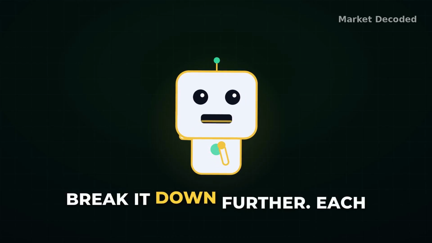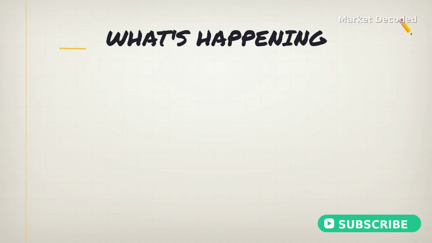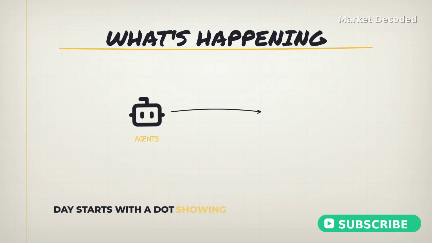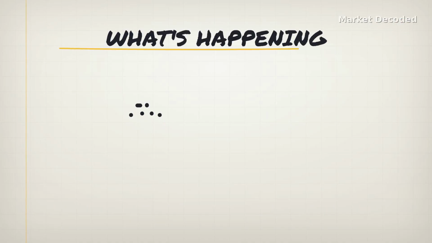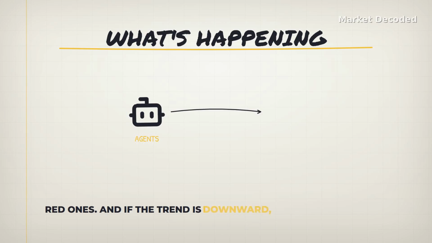Now, let's break it down further. Each day starts with a dot showing the opening price and ends with another dot for the closing price. If the market is trending upward, you'll often see more green candles than red ones. And if the trend is downward, there'll be more red candles.